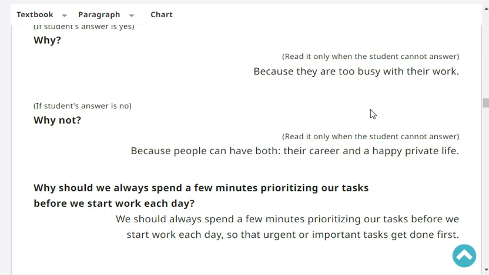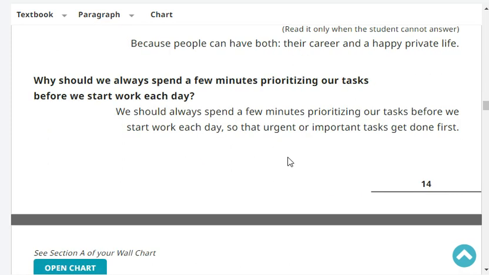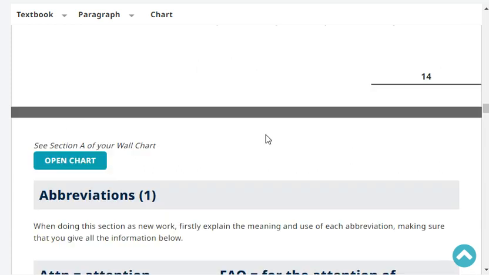That's correct. Okay. Next. Why should we always spend a few minutes prioritizing our tasks before we start work each day? We should always spend a few minutes prioritizing our tasks before we start work each day, so that urgent or important tasks get done first. Very good.